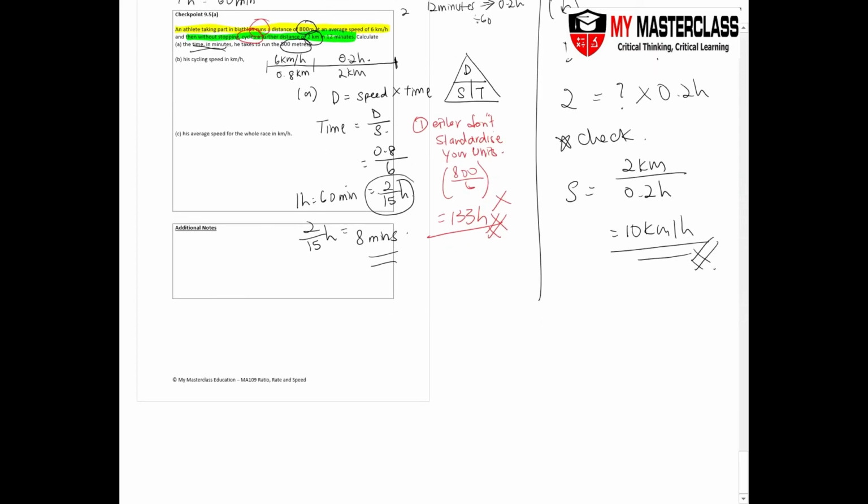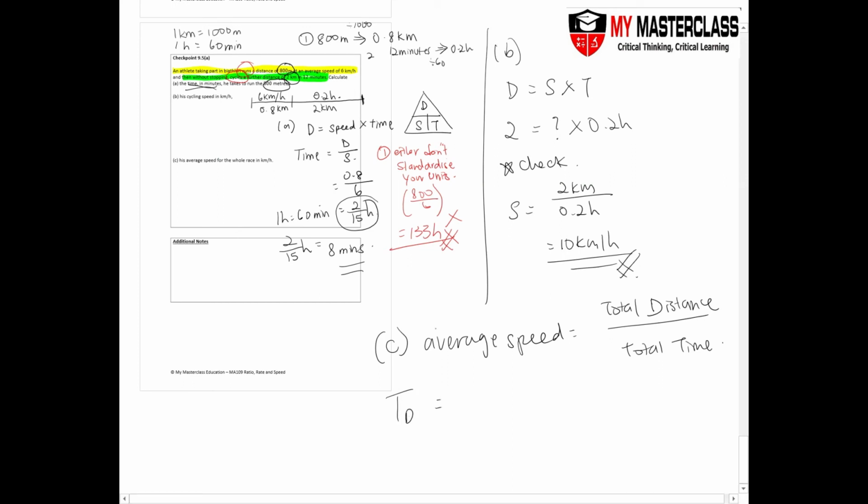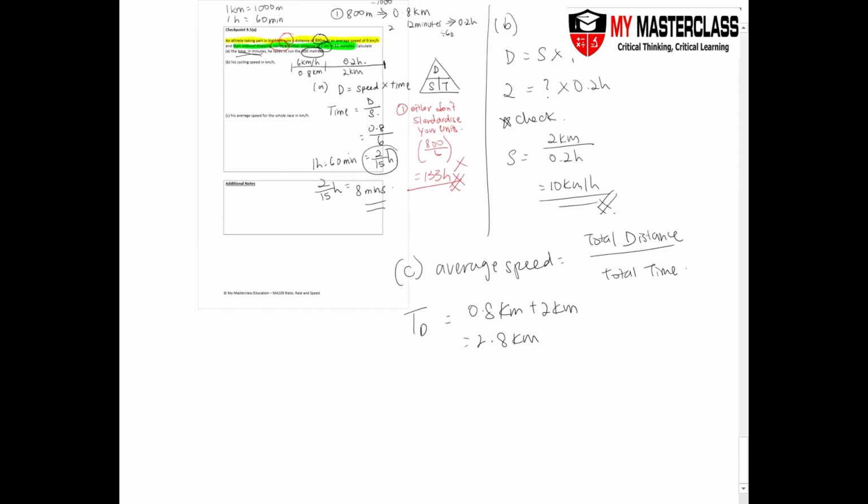Now let's move on to part C. C tells you that he's asking for the average speed for the whole race. Now remember, average speed for the whole race has to be determined by the total distance traveled over your total time. So now question, what is the total distance? Total distance in this case would be 0.8 kilometers plus 2 kilometers. This would give you 2.8 kilometers, right? Then what is the total time that's taken?